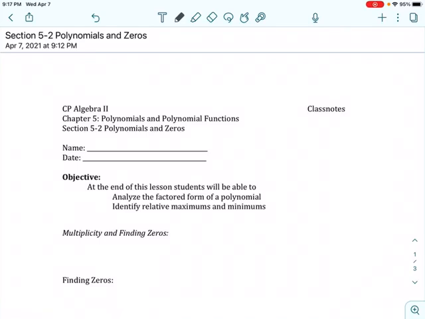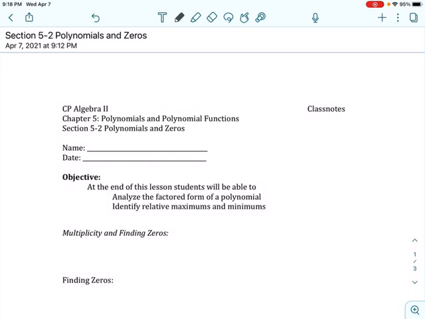Hi everyone. So today we're going to be talking about analyzing the factor form of a polynomial, meaning we're going to look at the zeros and remind ourselves how we find zeros first, and then look at them and say, what do they tell us about the shape of the graph at that point, or what's happening with the polynomial at this point. So we're really trying to get into describing the graph. And then we're going to talk about relative mins and relative max, which is related to turning points.